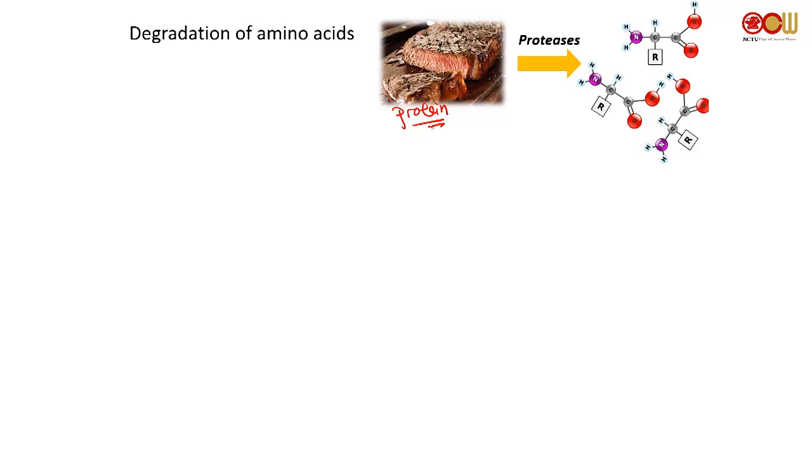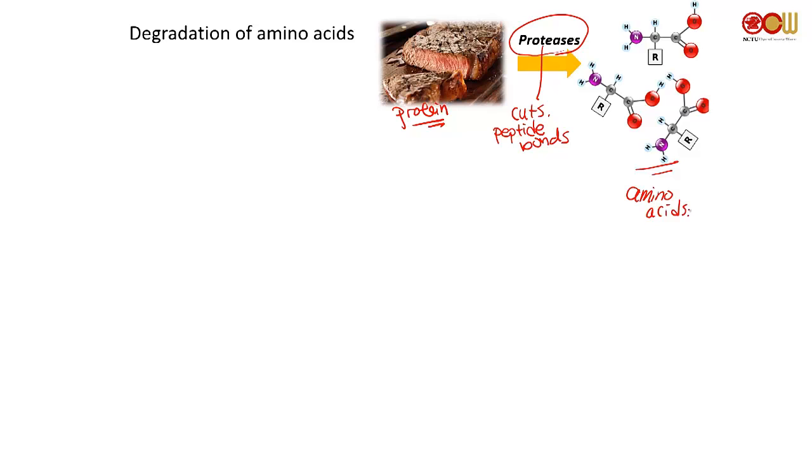So first things first, we're going to use a protease. Protease essentially cuts peptide bonds, okay? So we're going to have proteins, we denature them, we use proteases and degrade them into individual amino acids.